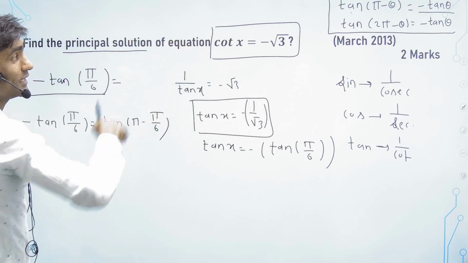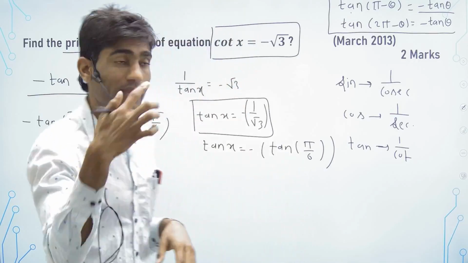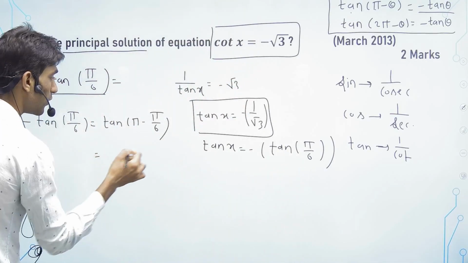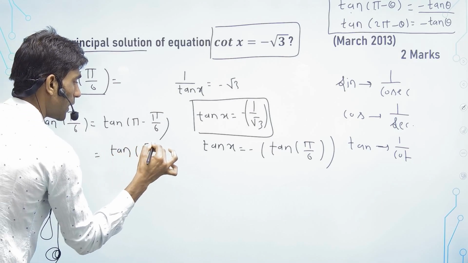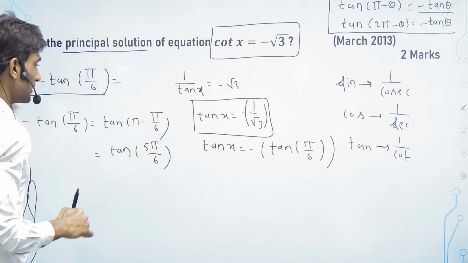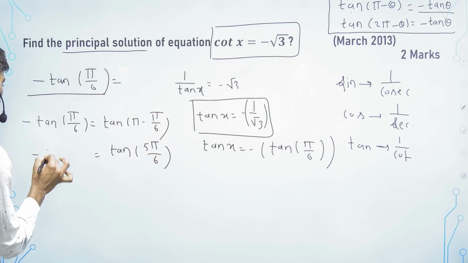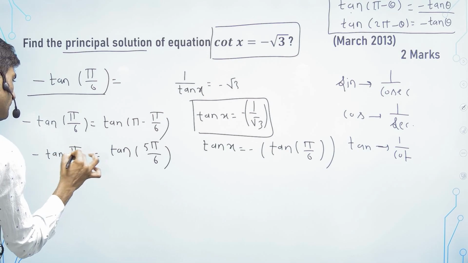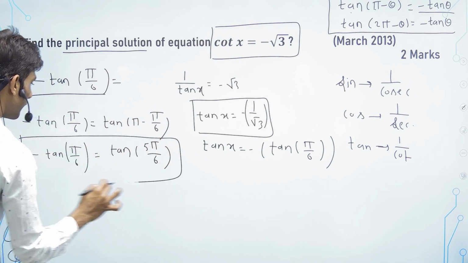Okay, this one is our first result to find the first principal solution. Now the next step, check it out. 6 pi minus pi, tan of 5 pi by 6. 6 pi minus pi is 5 pi by 6, so we get the negative of tan pi by 6, which is equal to tan of 5 pi by 6.